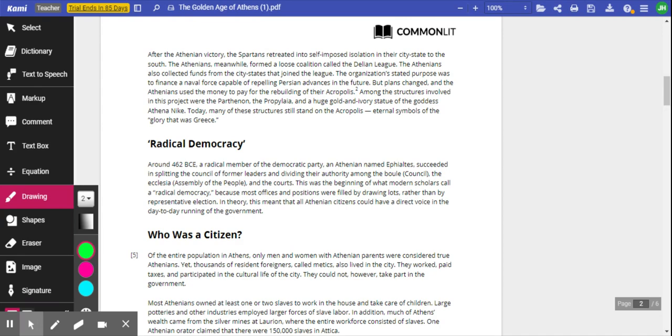The organization's stated purpose, I always mark it when something says that it's the purpose of something else, because it's usually important. The organization's stated purpose was to finance a naval force capable of repelling Persian advances in the future.